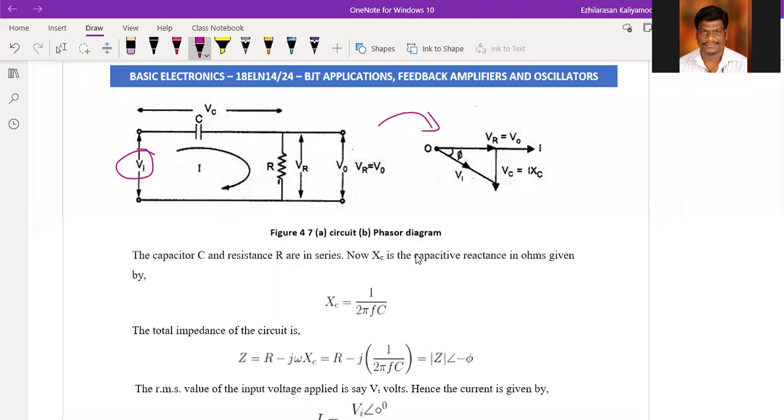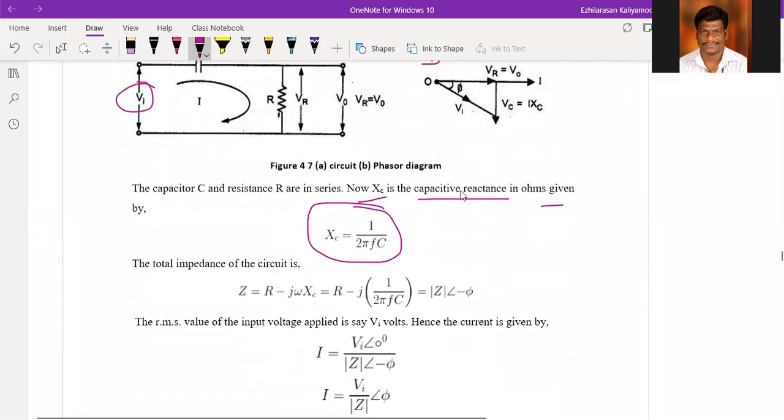Now XC is the capacitive reactance in ohms, given by a formula you might have studied in physics. XC is equal to 1 by 2 pi F C, or you may write it as XC equal to 1 divided by omega C, where omega is the angular frequency, which can be written as 2 pi F.